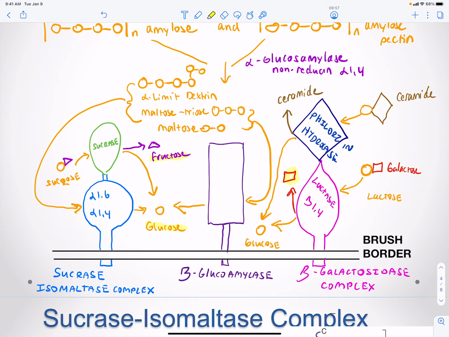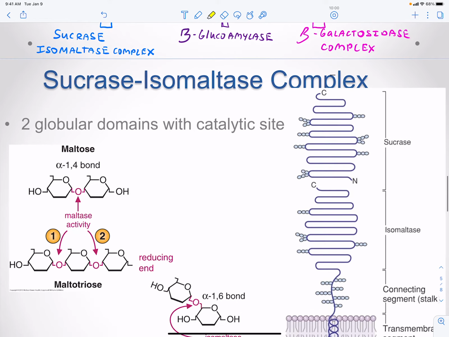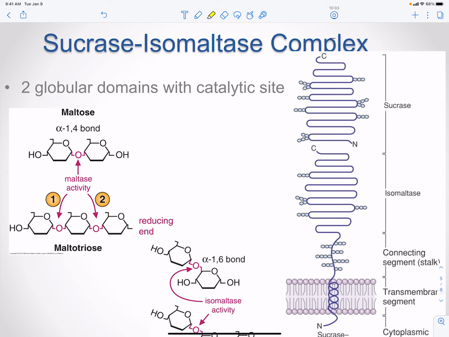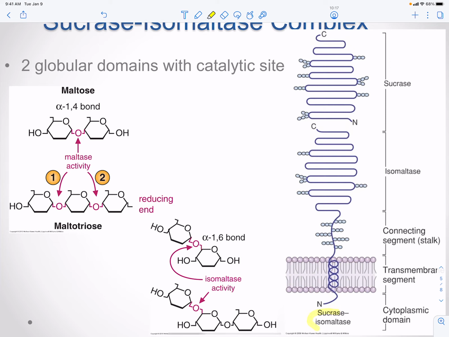But let's just look a little bit more at these complexes. So what to remember is that the complexes are going to have multiple catalytic sites. So they're going to be globular domains with their catalytic sites. And so here we're showing our sucrase isomaltase, and we're going to have the isomaltase site, and this is the one that's going to do the alpha 1,6. So that's the isomaltase activity.